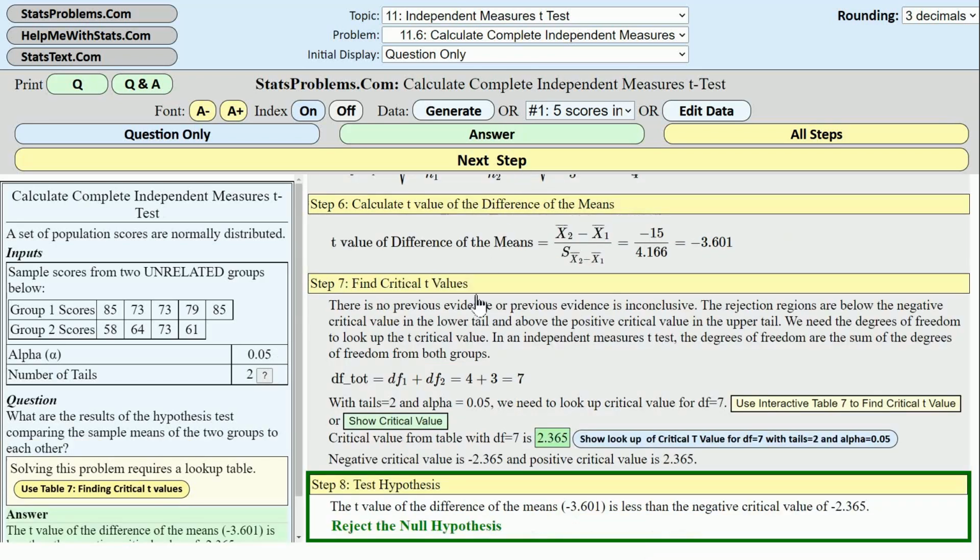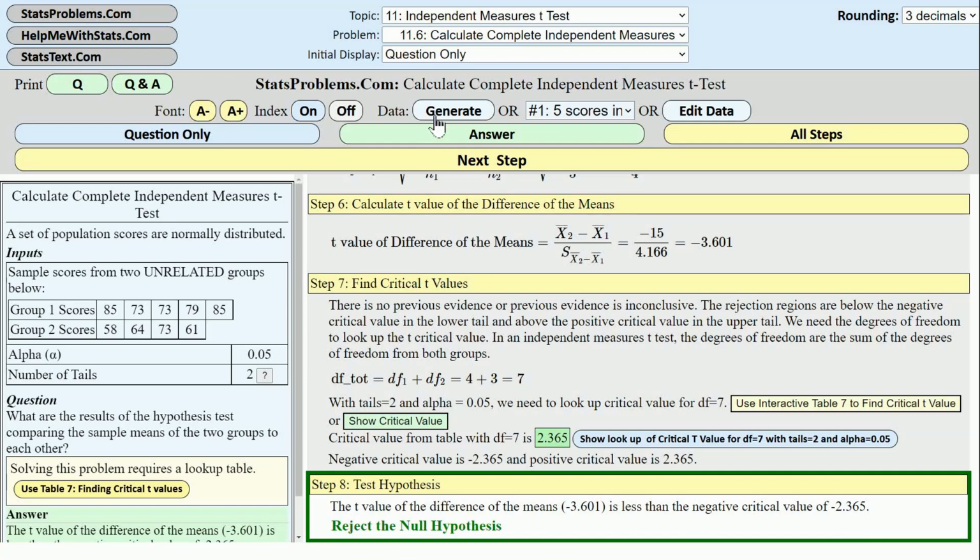In step 8, we test the hypothesis. The t-value of the difference of the means, minus 3.601, is less than the negative critical value of minus 2.365, so we reject the null hypothesis.